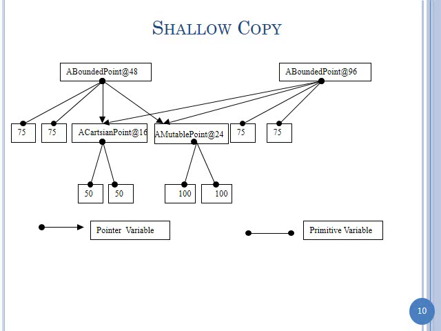So I had 75, 75, 16, 24. And then I had 75, 75, again 16, 24, because the new copy got the same pointers as the old copy. So I just copied that whole memory area, and so the pointers got copied too.